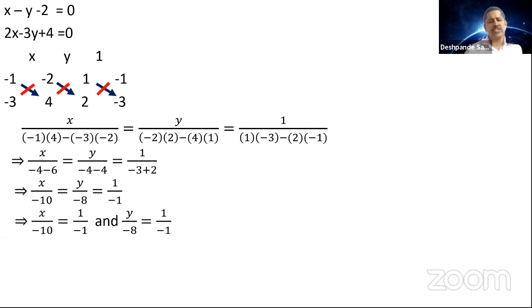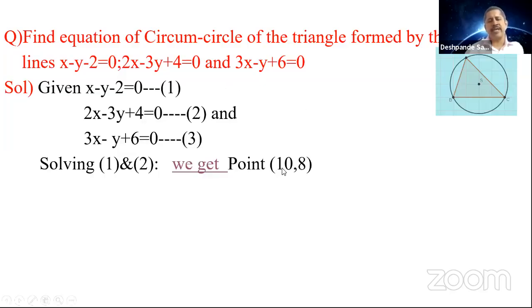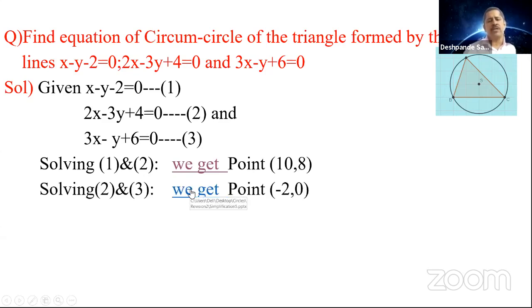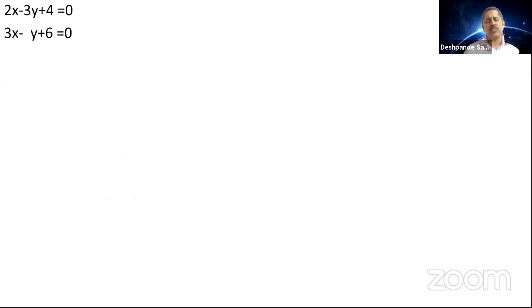So what do you get here? x by minus 10 is equal to 1 by minus 1, y by minus 8 is equal to 1 by minus 1. So you get the value of x as 10 and y as 8. The same thing I said here, the point you are going to get is 10, 8. The next thing you do is solve equation 2 and equation 3, like the previous one. So 2x minus 3y plus 4 is equal to 0 and 3x minus y plus 6 is equal to 0. Get me the values of x and y.